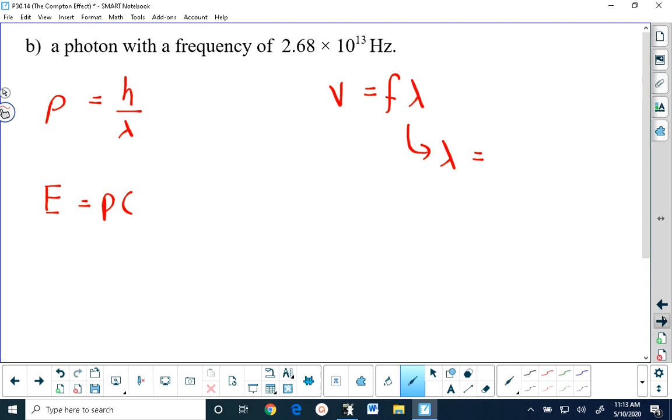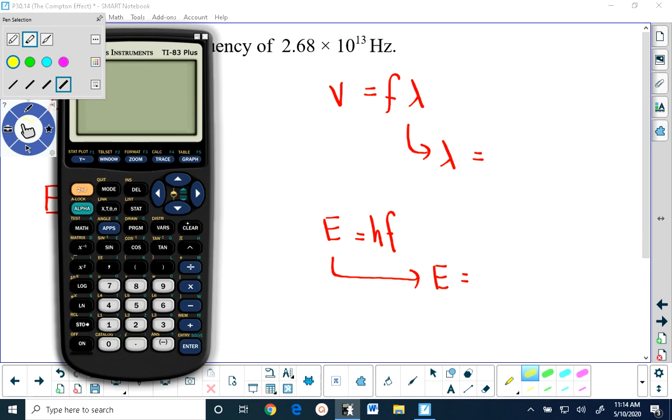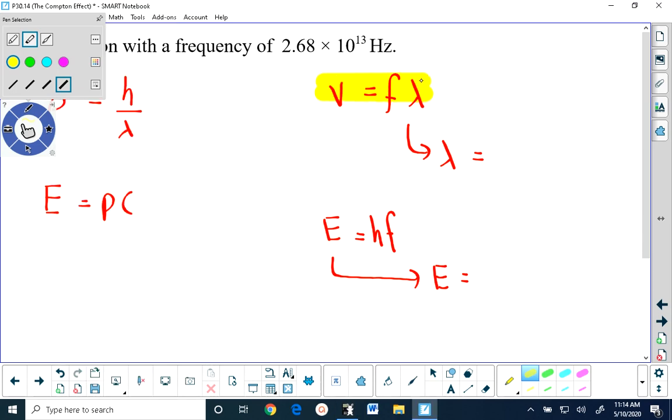The other option is to use E equals hf to determine the energy of the photon. And then if you know the energy of the photon, you can use the second formula, which is momentum equals energy over the speed of light. I don't really have a preference here, so I'm going to actually do both. I'm not going to be showing a lot of work in terms of my substitution on paper. So the first thing I'm going to do is use this formula to find the wavelength.